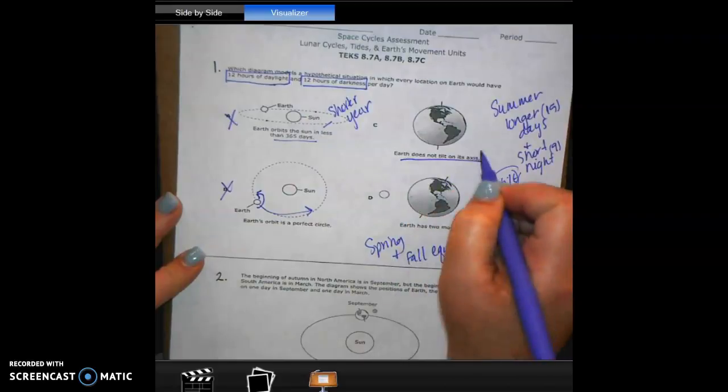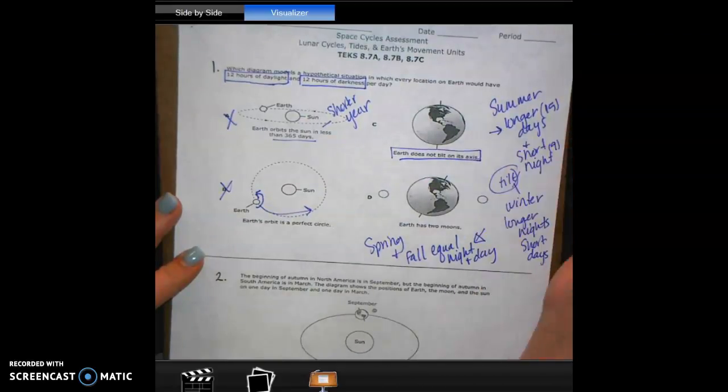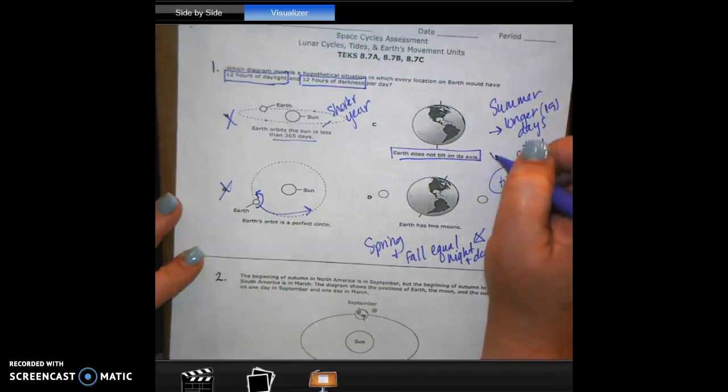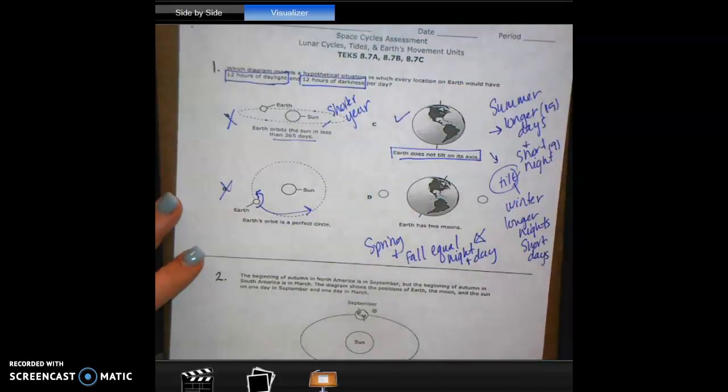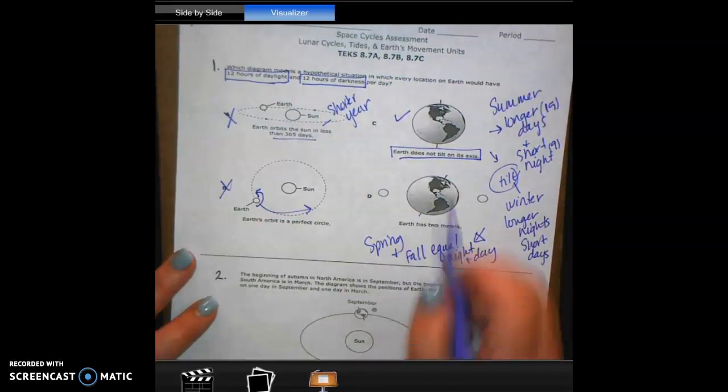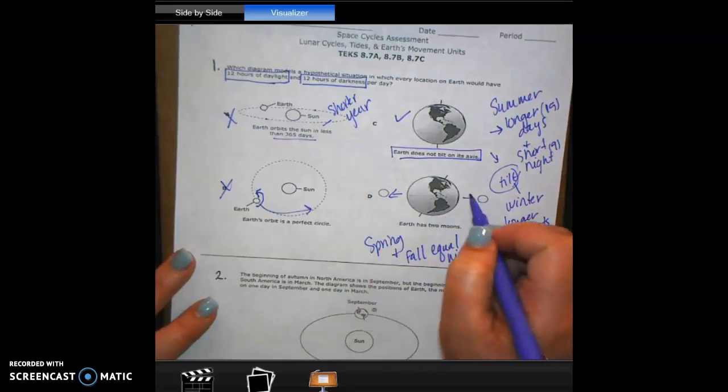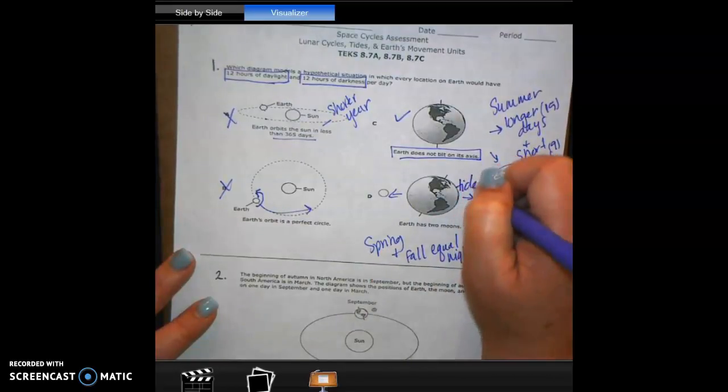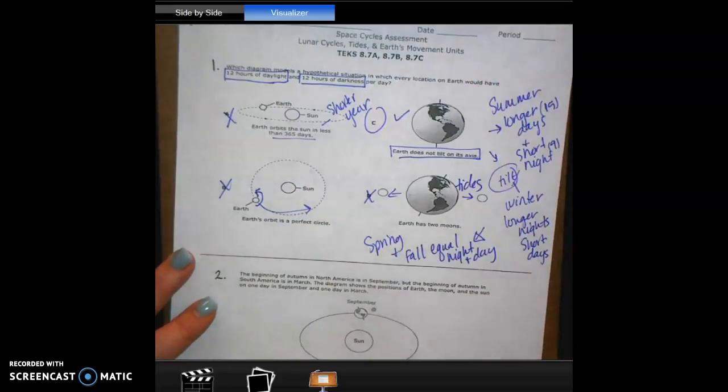If the Earth doesn't tilt, then we would never have a situation where we would have longer days in the summer, shorter days in the winter. So that one I like, but let's just check the last one. Having two moons. Two moons would not affect day and night. That would only affect the tides. So C is our best answer.